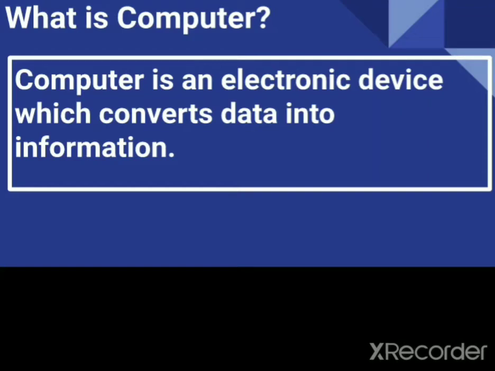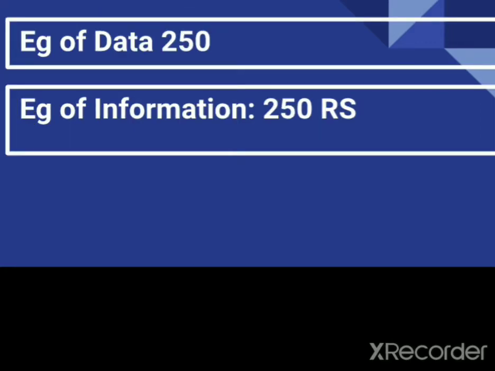Now we'll see what is a computer. A computer is an electronic device which converts data into information. So we will see what is data. Now suppose it can be anything like text, numbers, anything.